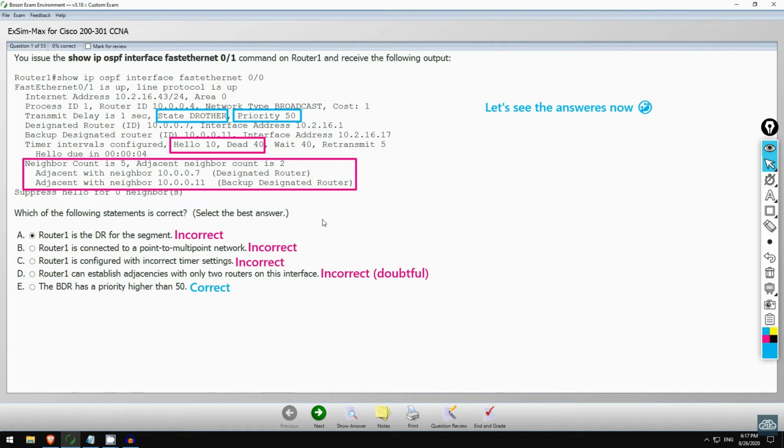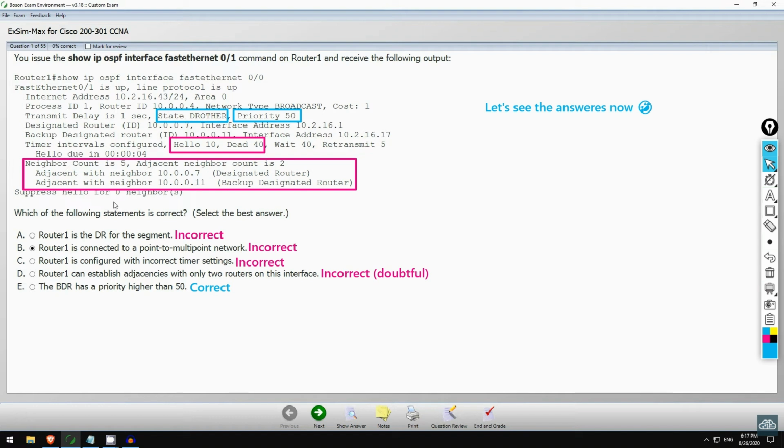Okay, let's check. So I believe the correct answer is D. First, let me explain the incorrect options, and then I'll go on to D. First up, A says Router 1 is the DR for the segment. Well, it says right here, Router 1 state is DROTHER, so that's incorrect.